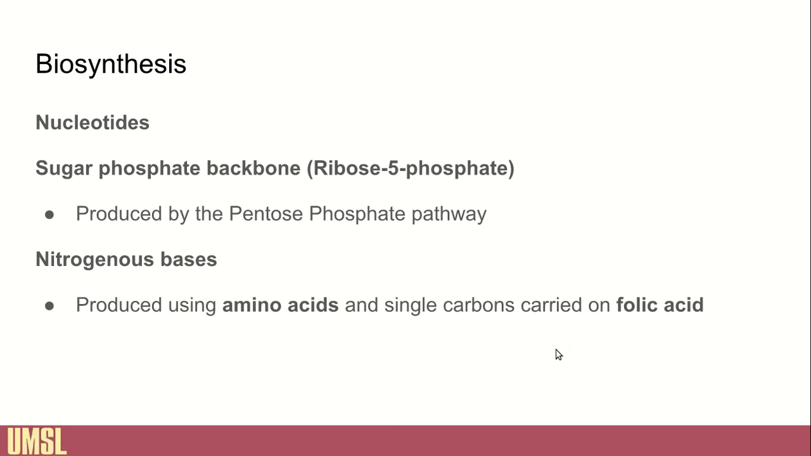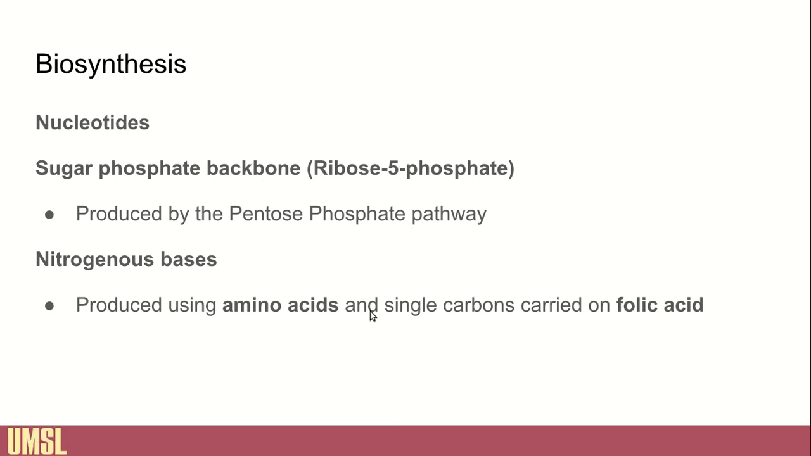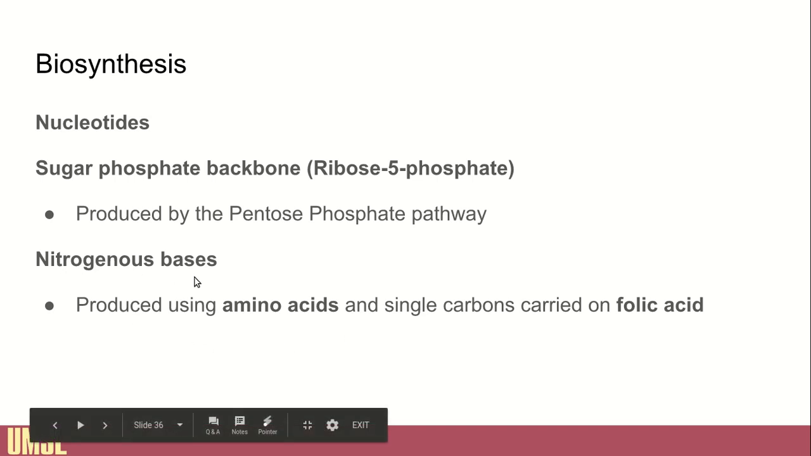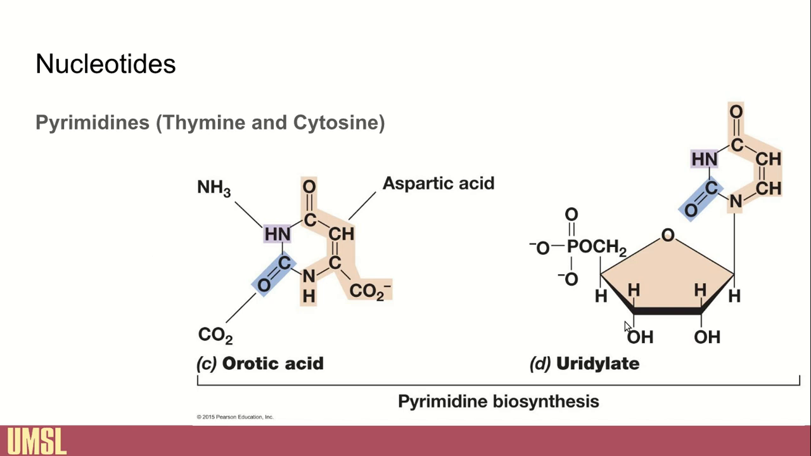All right, so where we're going to wrap things up is talking about nucleotides. So nucleotides, they're composed of 2 things. One, a sugar phosphate backbone that's made of ribose 5-phosphate. This is again produced by the pentose phosphate pathway. And nitrogenous bases. And these are produced using amino acids and single carbons carried on folic acid. And this will make sense in just a minute. So there are 2 families of bases. The first are pyrimidines.